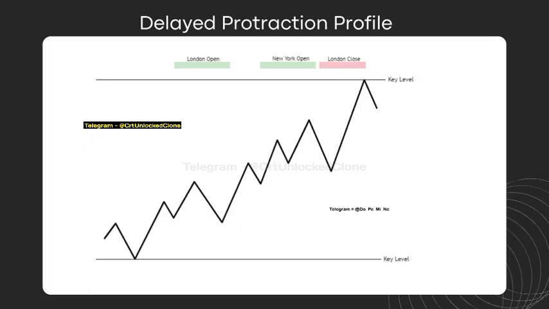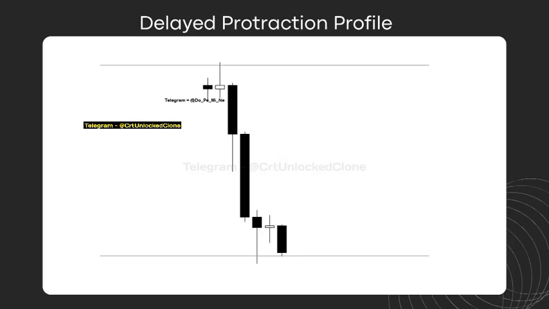This is how it would look based on lower time frame market profiles. You can see that the daily candle starts with an expansion towards the higher time frame key level straight away instead of forming a range, and then London Open expands higher straight away without any manipulation profile in between because the higher time frame key level has already been tested. This is what we call a delayed intraday protraction profile. This is how it would look on the 4 hour.